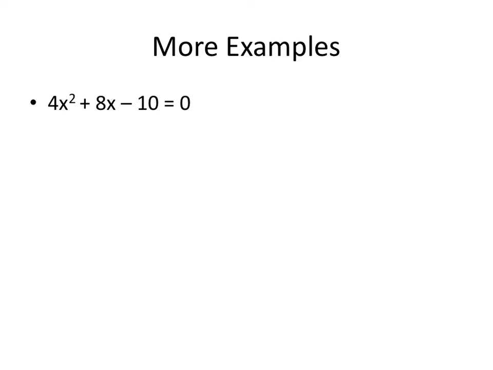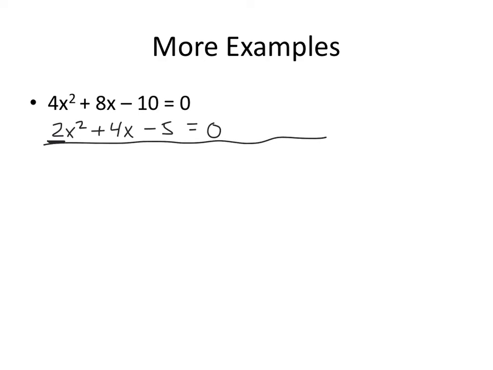Another example, 4x squared plus 8x minus 10. If you look at this, you could take a 2 out of everything. If you did, you'd have 2x squared plus 4x minus 5 is 0. But this still doesn't help it, because a is not 1. So I'm not going to use completing the square as a method for doing this one. So let's do a different example.